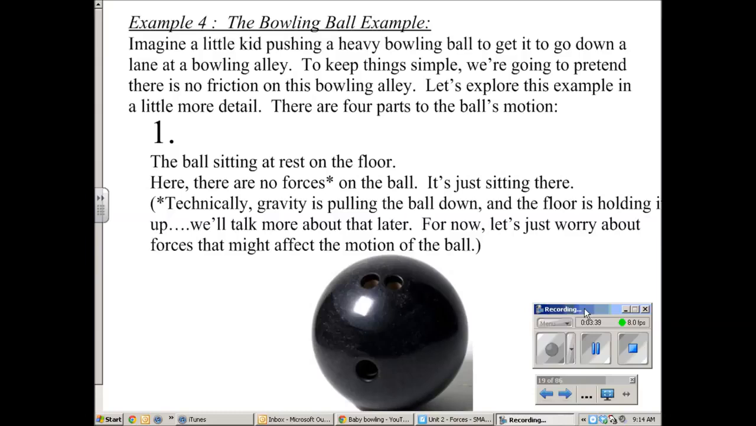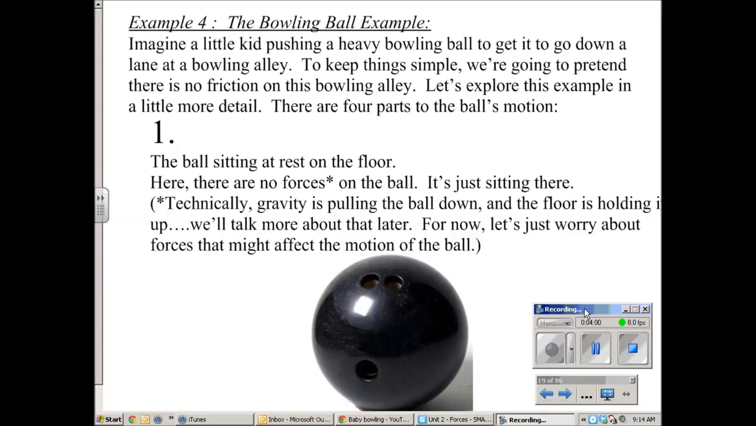All right, and he's going to set the bowling ball down at the start of a bowling lane, and he's going to push it down the lane. Okay. So to keep things simple, we're going to assume there's no friction. We're actually going to learn about friction in a couple of days. So for now, all of our examples are going to be frictionless unless it says otherwise. All right, so we're going to explore this example in a little bit more detail.